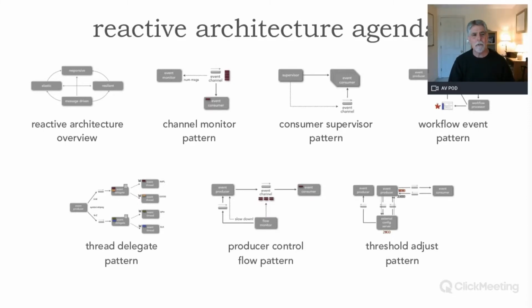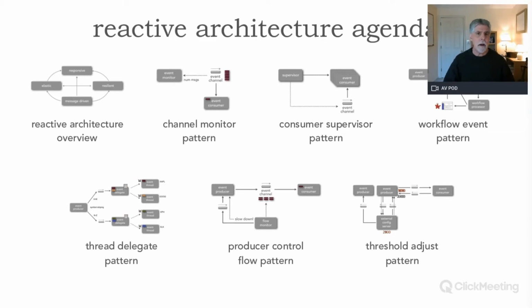this particular workshop. I'm going to start with a little overview to talk about autonomic systems and give everything a context with reactive, to talk about reactive architecture versus reactive programming and what these patterns can really be used for. And then we're going to take a look at 6 core patterns. We're going to start with a very simple one, channel monitoring, which gives us that self-awareness. Then move on to consumer supervisor pattern, or what I like to call the supervisor consumer pattern, which basically gives us a lot of elasticity as well as responsiveness.